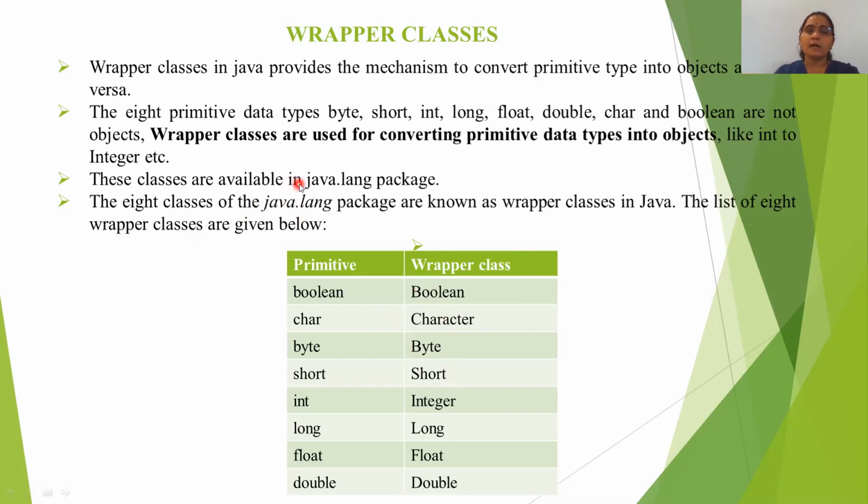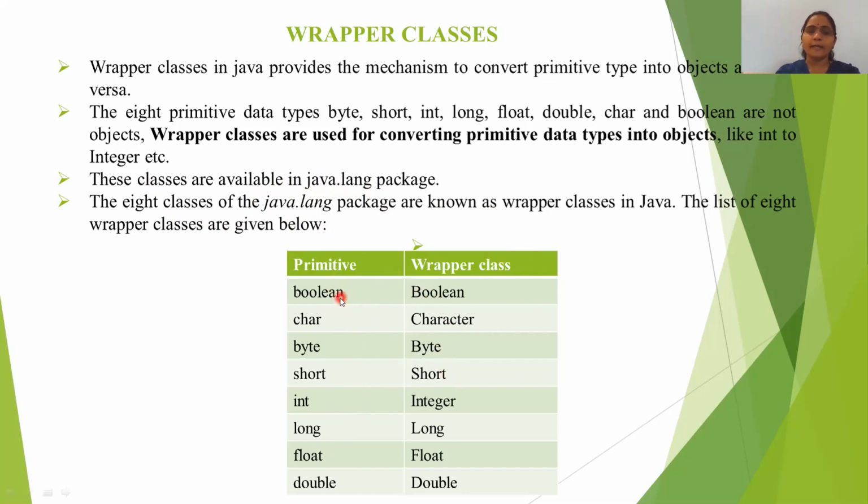And where are these wrapper classes available? These wrapper classes are available in the package java.lang. 8 classes of the java.lang package are known as the wrapper classes. See, in the table, all these primitive data types are in the first column, and the corresponding wrapper classes are in the second column. It's very simple to keep in your mind.